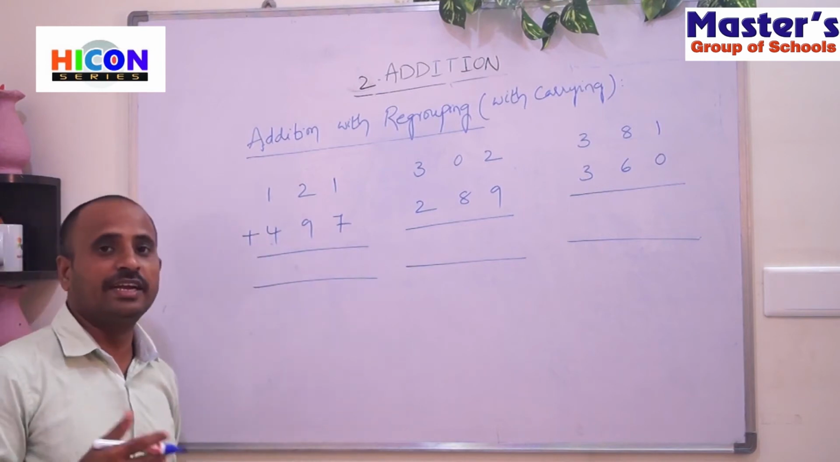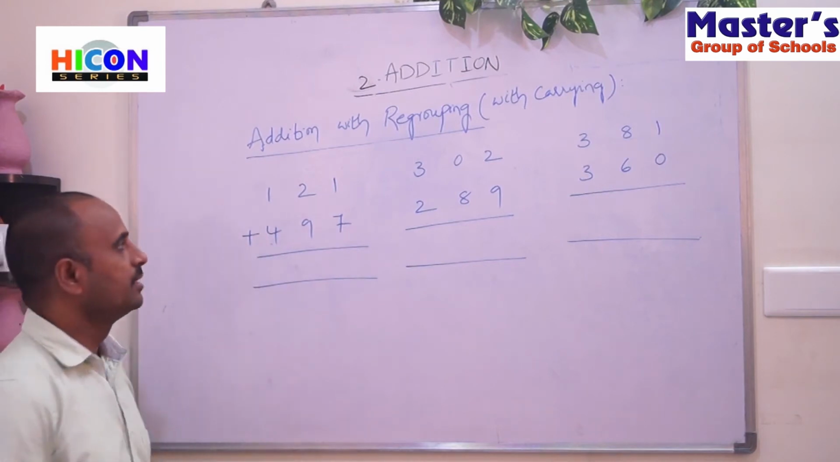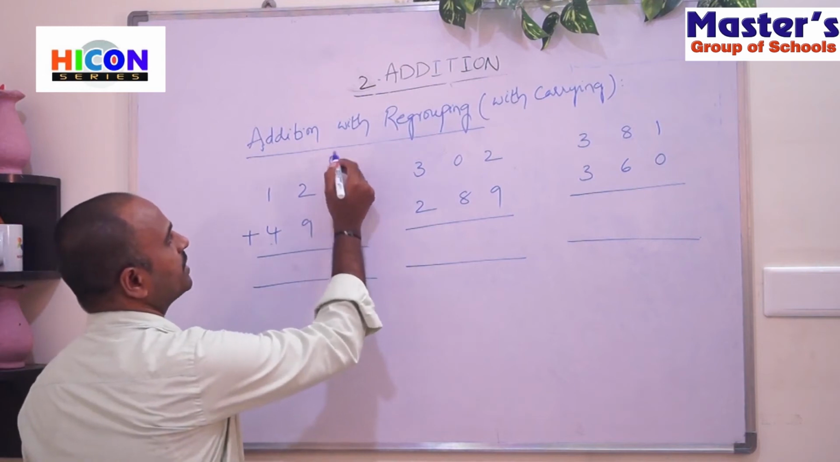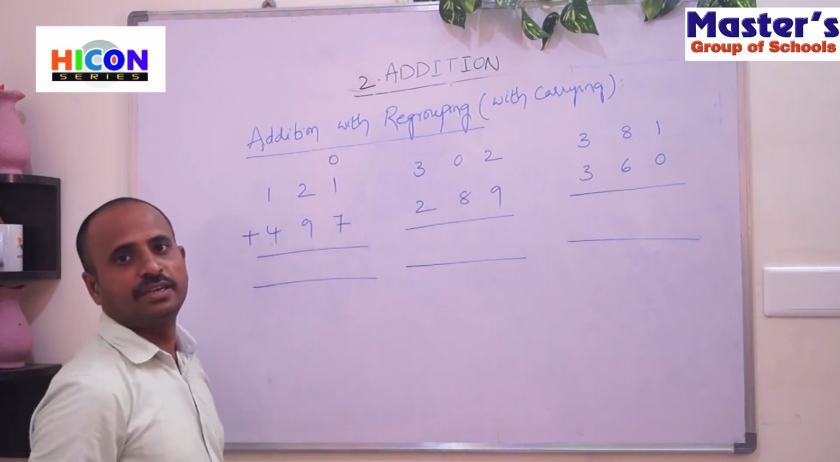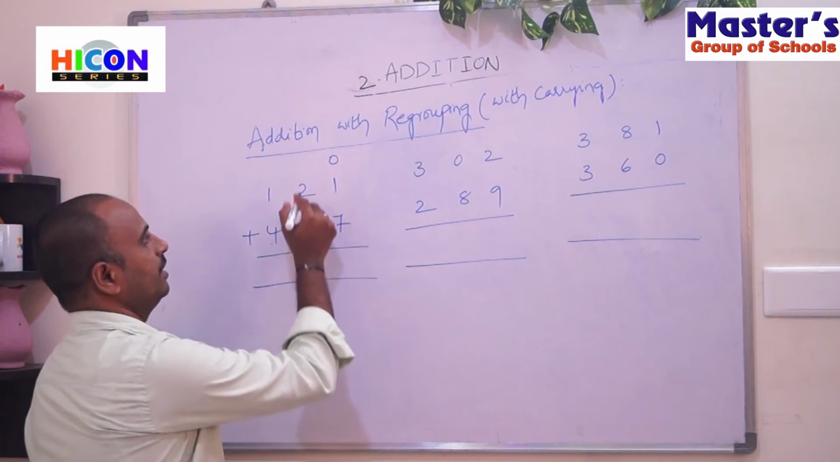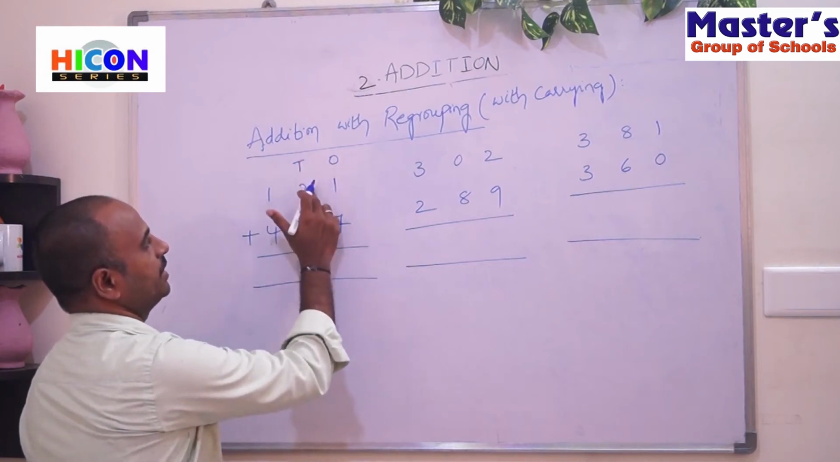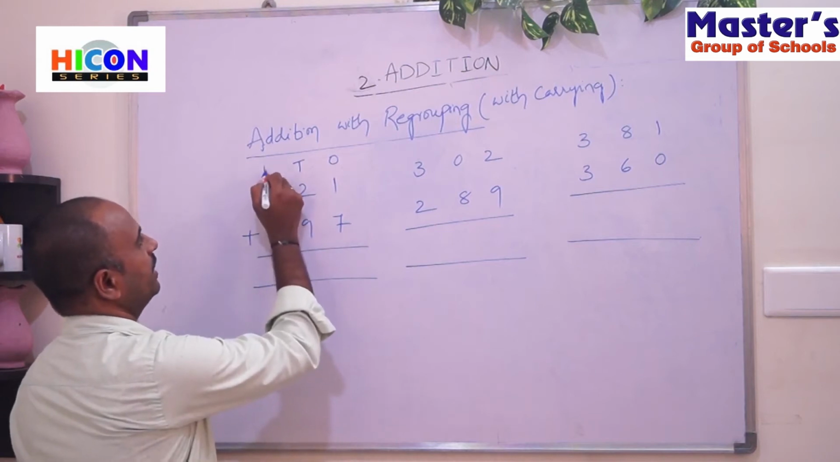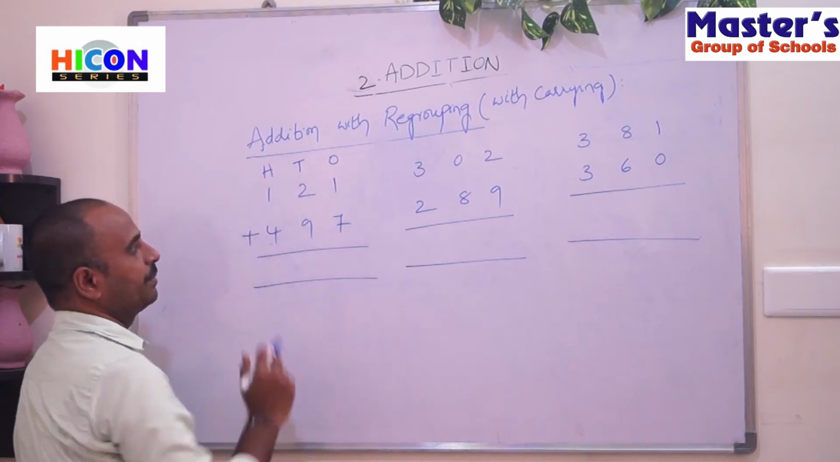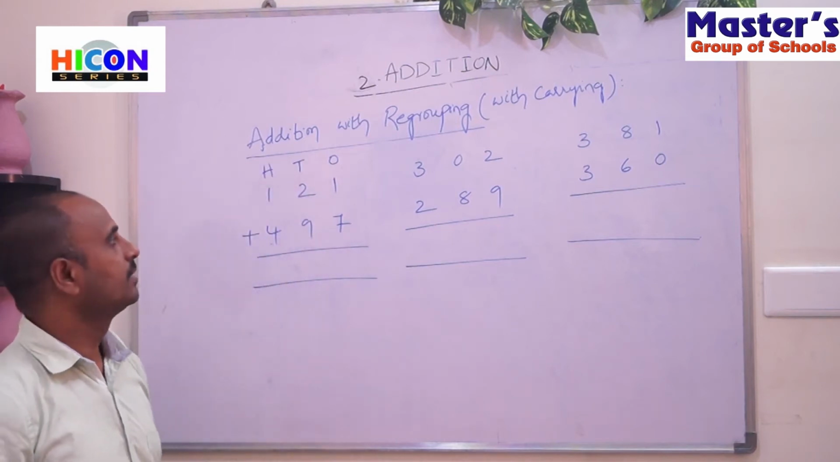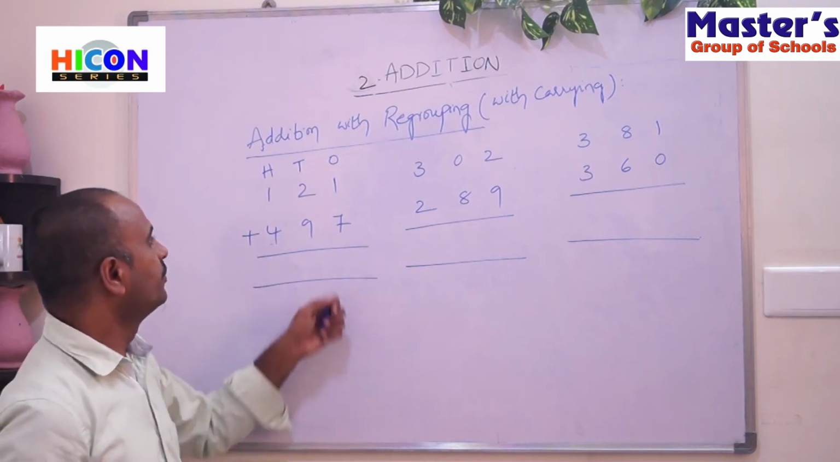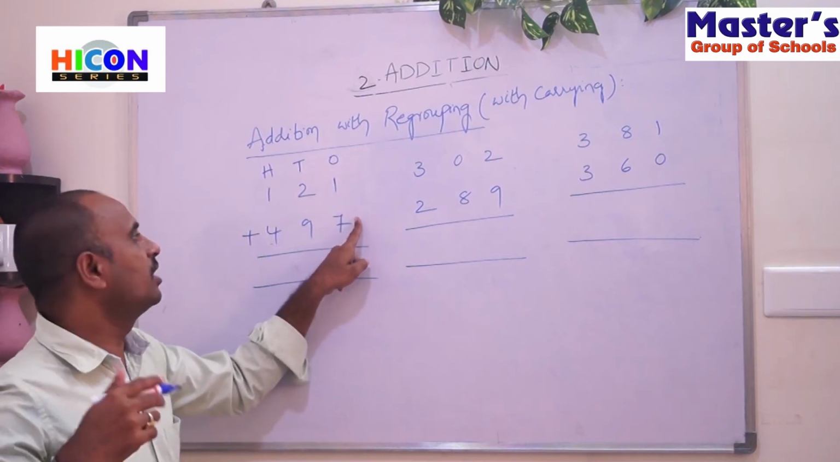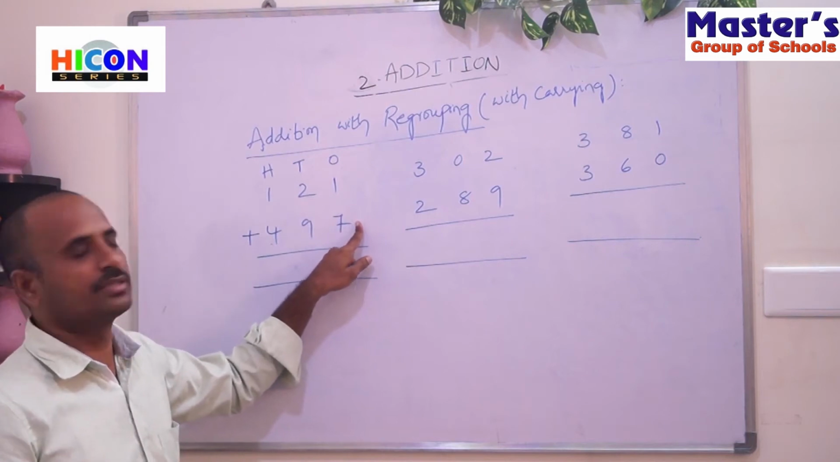Let us start addition from the ones place. This is called ones place. 1 and 7 are present in ones place. And this is called tens place. Here 2 and 9 are present in tens place. This is called hundreds place. 1 and 4 are present in hundreds place. So let us start addition with the ones place. Addition should always be started from ones place.